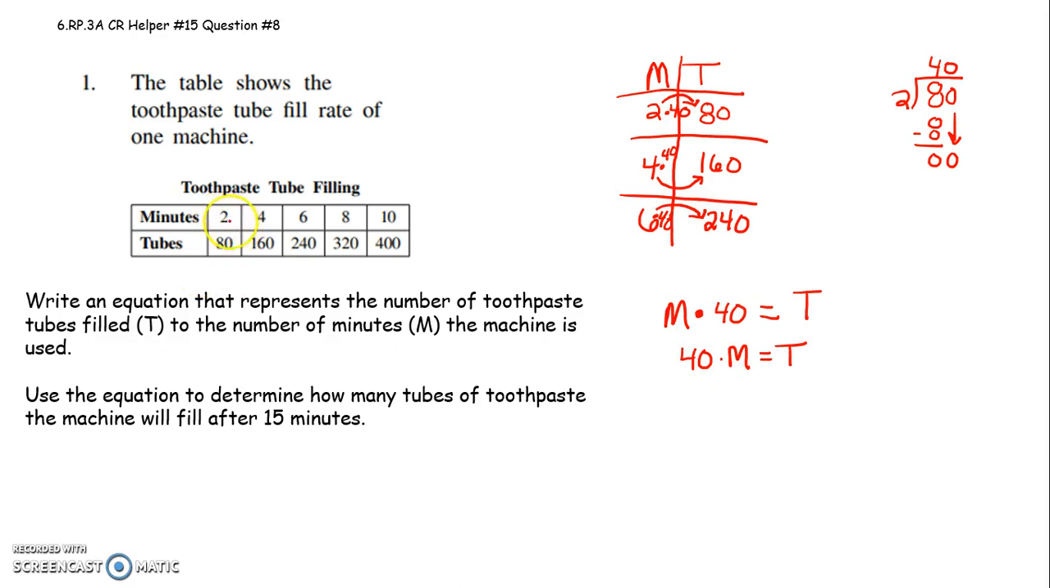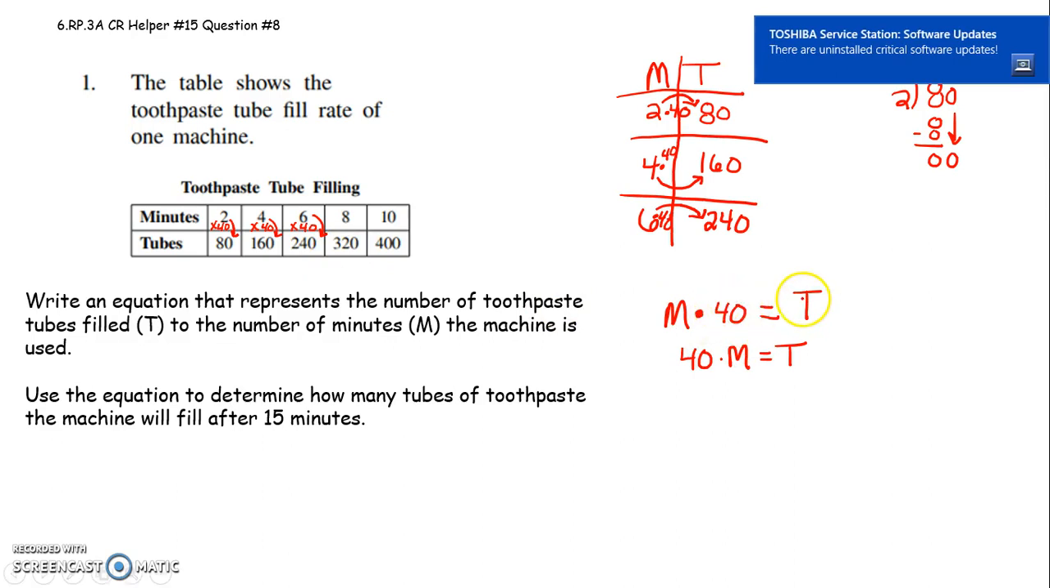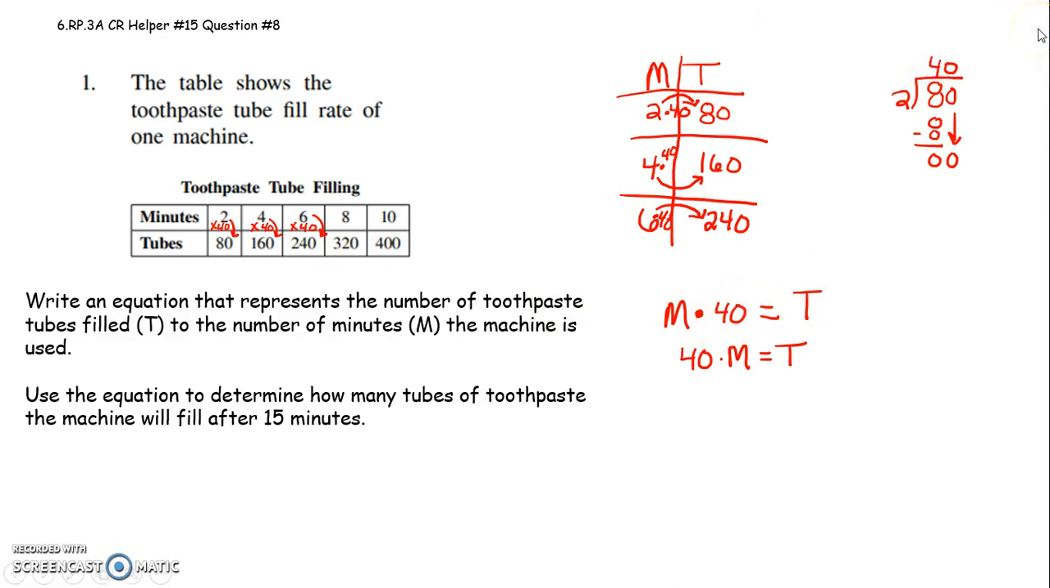And all you're trying to do is say, how do I get from 2 to 80? Oh, I multiply by 40. How do I get from 4 to 160? I multiply by 40, and so on. Every single time you take your number of minutes, you multiply by 40, you'll get your tubes filled. That's the reason you take your number of minutes times 40 to get the tubes filled T.